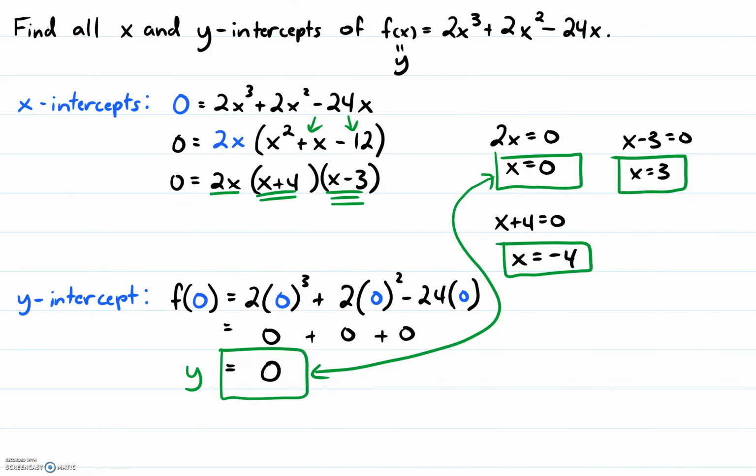Just substitute in 0 for the opposite variable and solve, and that's always going to give you your respective intercepts, whichever ones you're talking about. And like I said, you can have multiple x-intercepts, but you're only ever going to have one y-intercept, because we are talking about functions now.